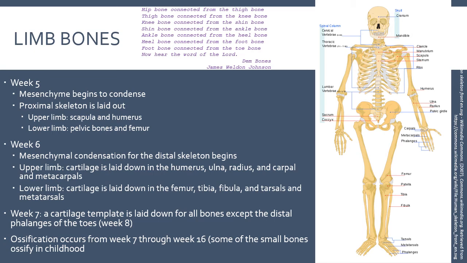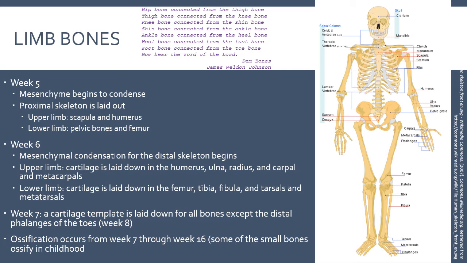So we've gone all the way out through the carpals and metacarpals, which are the bones of the wrist and the hand. And then by week 7, we ought to have cartilage laid out for most of the bones, including the phalanges, which would be the finger bones. Although the distal phalanges of the toes, so the ones that are furthest out from the body, are not yet laid out in week 7. They will be by week 8.